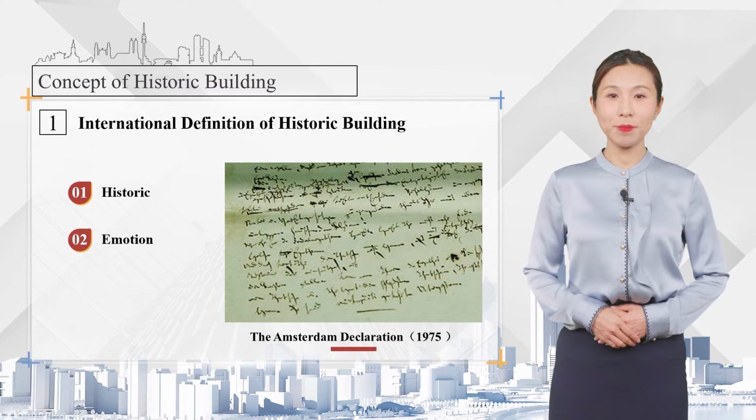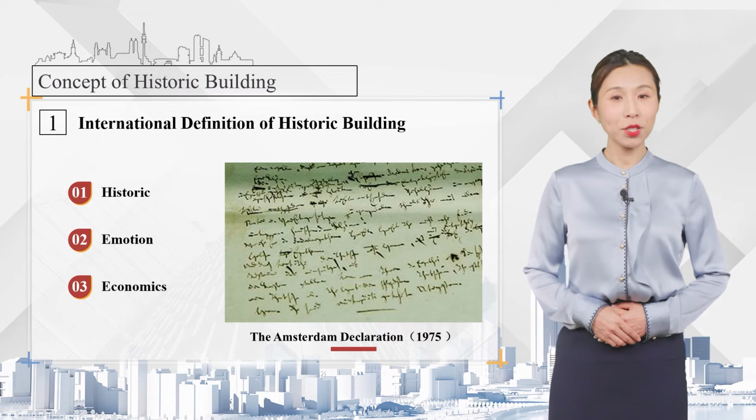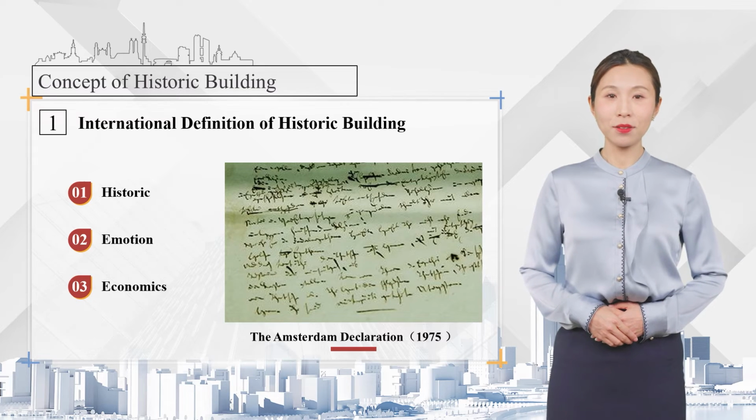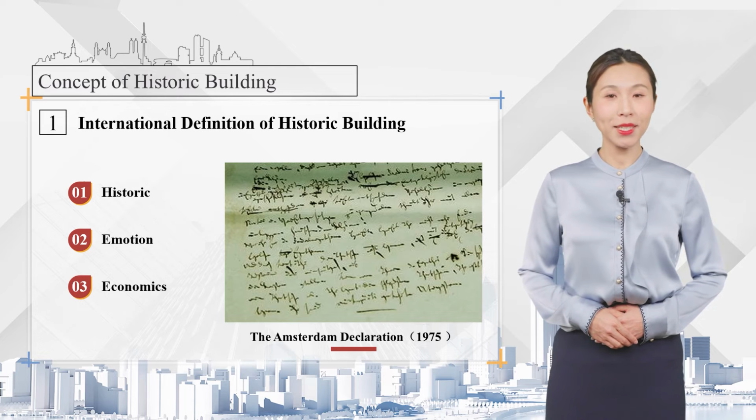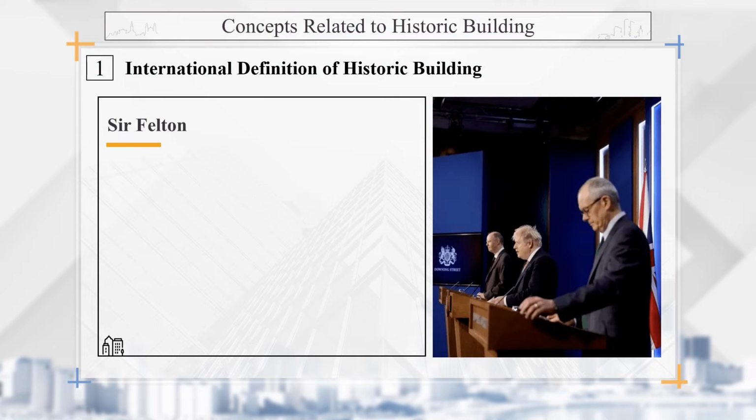International attention has been paid to the multiple values of historic buildings in the aspects of history, emotion, economy, and so on, and how to continue it. Here, historic does not emphasize important historical significance and impact, but only means historical. Sir Feilden, chairman of the International Council on Monuments and Sites, defined historic buildings in 1982.